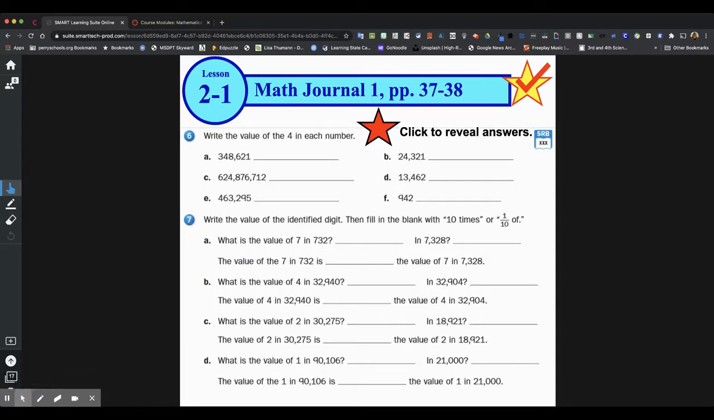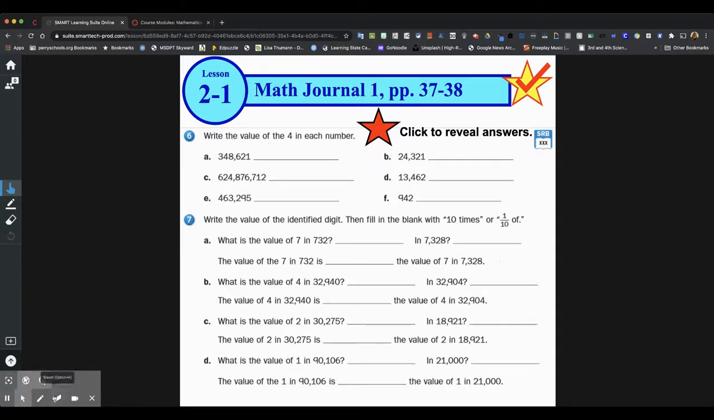And here we have 6 and 7. Number 6 says write the value of the 4. So we're only looking at the digit 4 in each number and talking about how much it is worth. We're not asking what place value, but we're asking how much is it worth. Then on number 7, write the value of the identified digit. Then fill in the blank with either 10 times or 1/10 of.